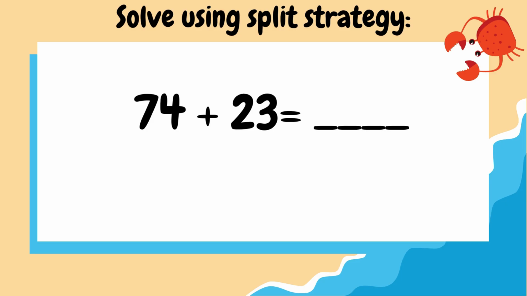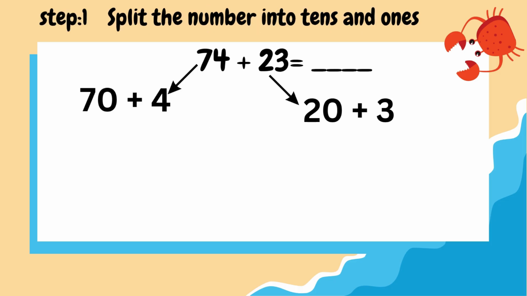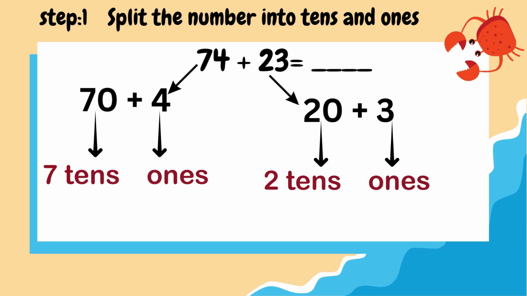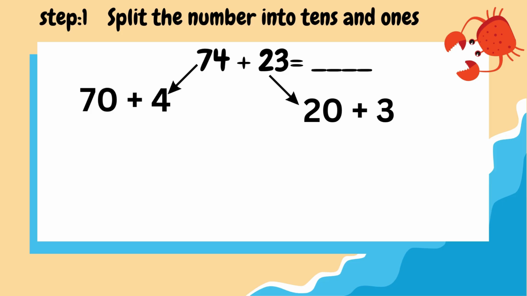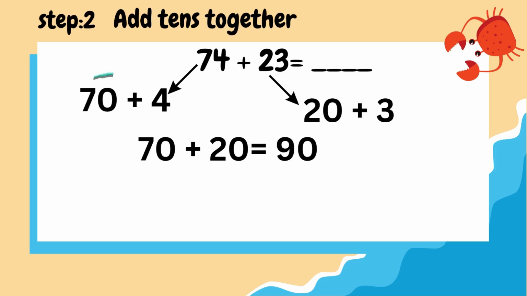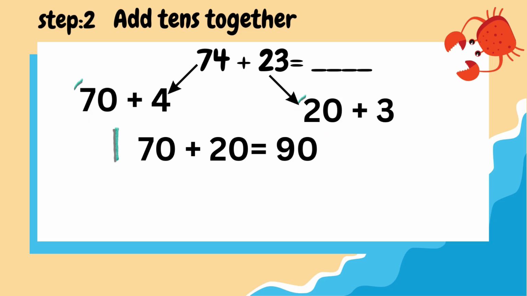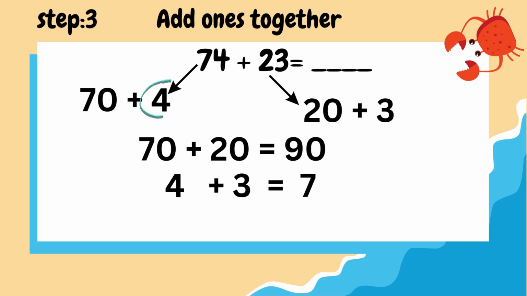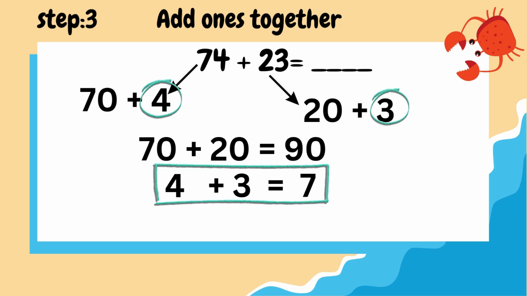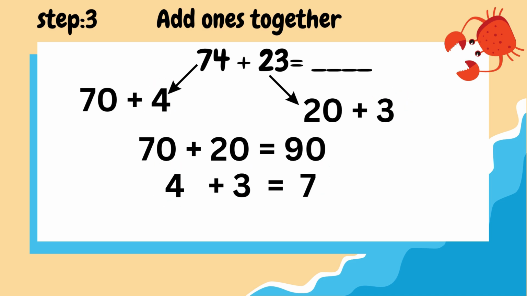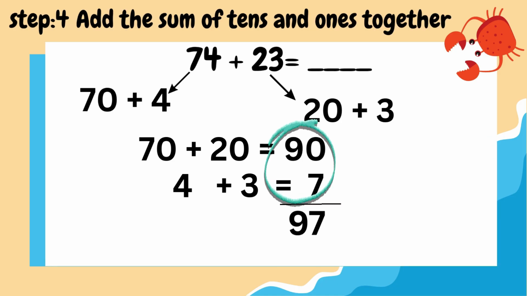Let's wrap up the split strategy in 4 easy steps. First, look at the numbers you want to add. Then step number 1, split them into tens and ones. Step number 2, add all the tens together. Step number 3. Add all the ones together. Step number 4. Then put the sum of tens and ones together to get your final answer.